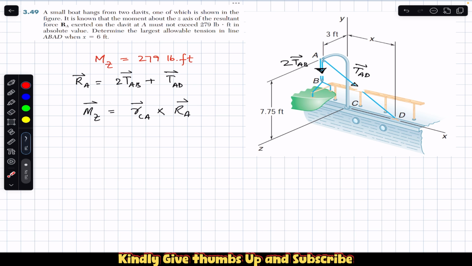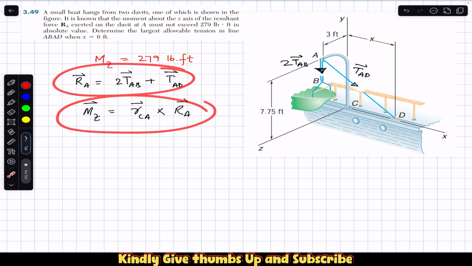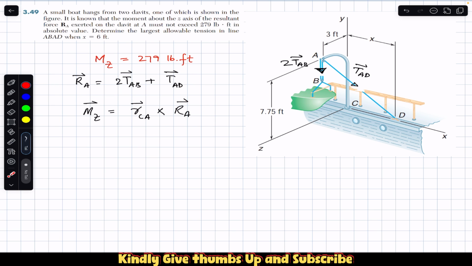So now you guys can see that for this vector method, we have to find this resultant first, and then we have to apply this cross product. So let's do both methods. One is the vector method, and the other is the scalar method. The scalar method is the easiest method, and we will discuss it later. So first of all, let's find the resultant at A.